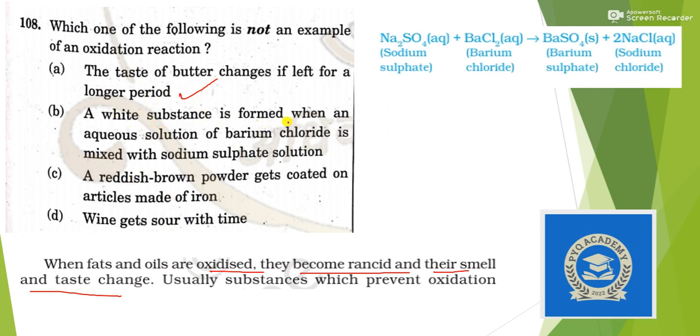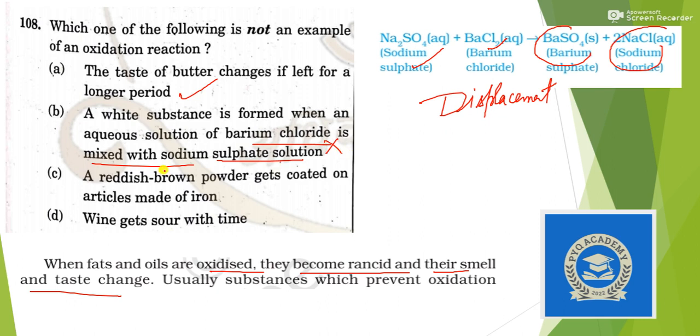A white substance is formed when an aqueous solution of barium chloride is mixed with sodium sulfate. Barium chloride mixed with sodium sulfate will form barium sulfate and sodium chloride. So it is nothing but a displacement reaction, even a double displacement reaction, but not an oxidation reaction.